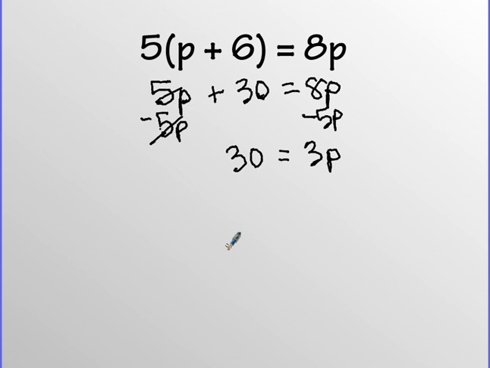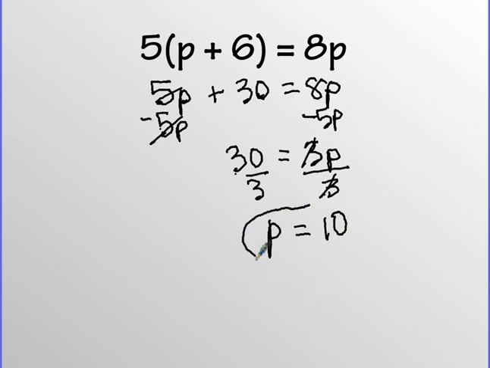I don't have any constants to add or subtract, so I go straight to dividing by my coefficient. Those cancel, and now I'm left with p equals 30 divided by 3 gives me 10. P equals 10 would be my answer.